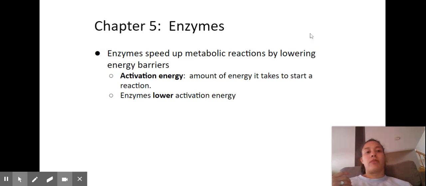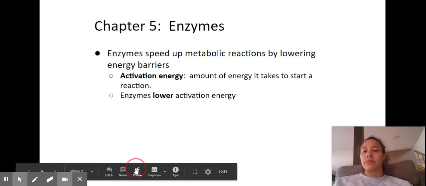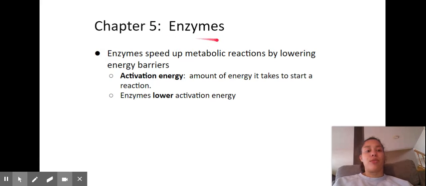But for the rest of chapter 5, we're going to focus on enzymes and what they do, what they look like, and how do they do what they do. So the first thing, what is an enzyme? We're going to be talking about proteins again.